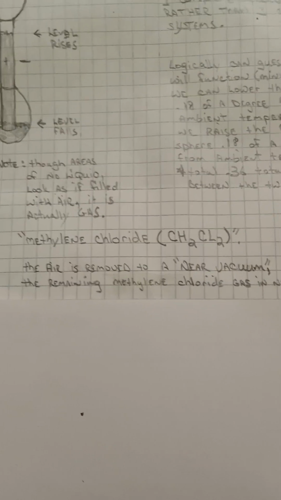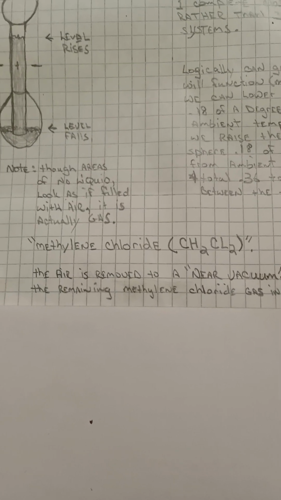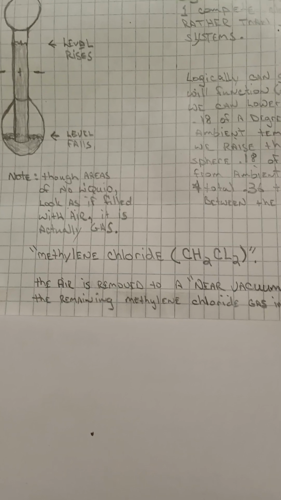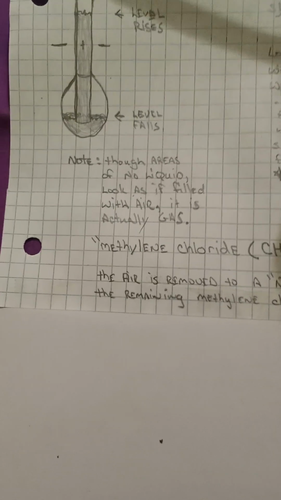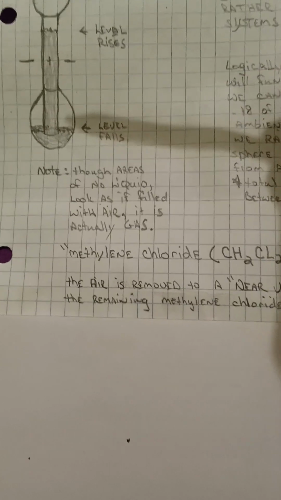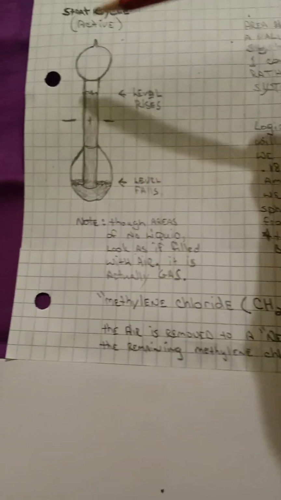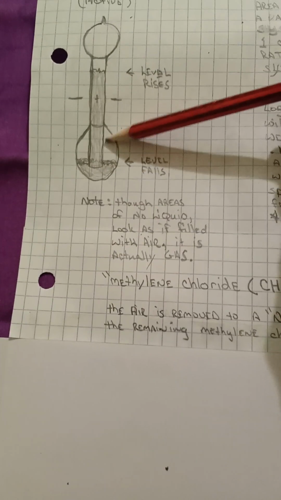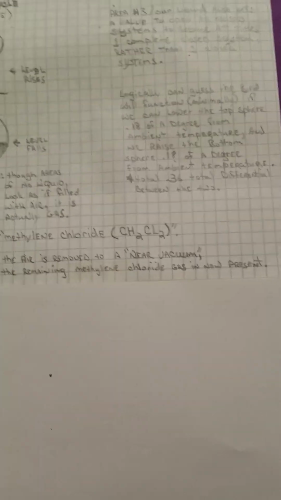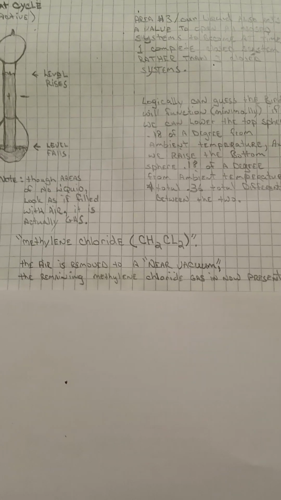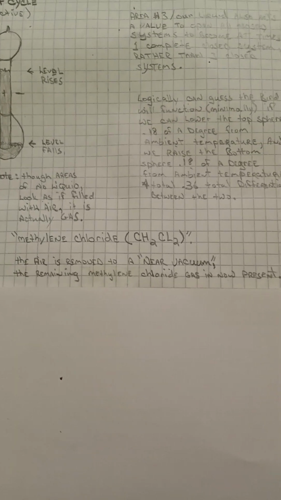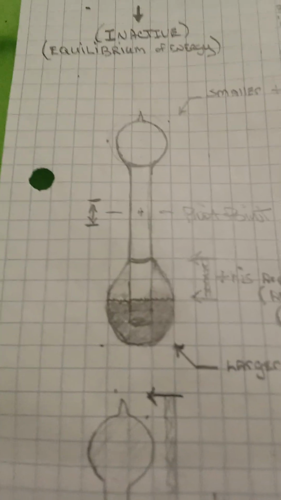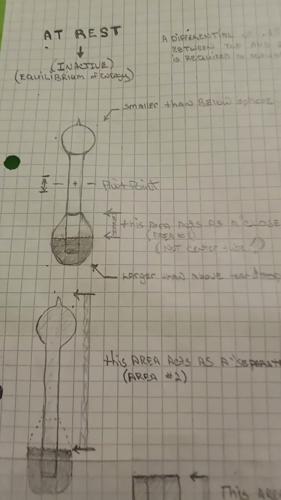Now, the substance in this is methylene chloride, CH2Cl2. Note, the areas that look like they are filled with air are not. They're actually filled with methylene chloride, CH2Cl2, vapor or gas. The air is removed to a near vacuum, leaving the remaining methylene chloride gas as vapor present.